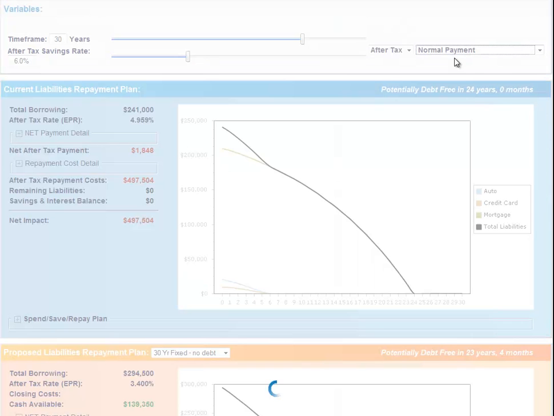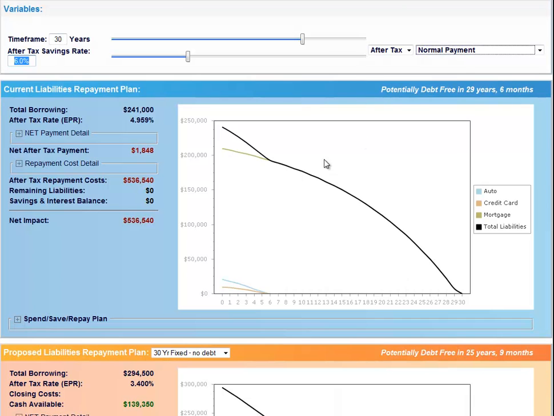Now, if I go back to normal, you'll notice again that it's going to go back to a normal payment structure, and it's going to look at how much I'm going to pay. So I can see a difference there. It was $497 with the biweekly. Here it's $536. So I can already see that there's a difference there in terms of the overall payment impact.